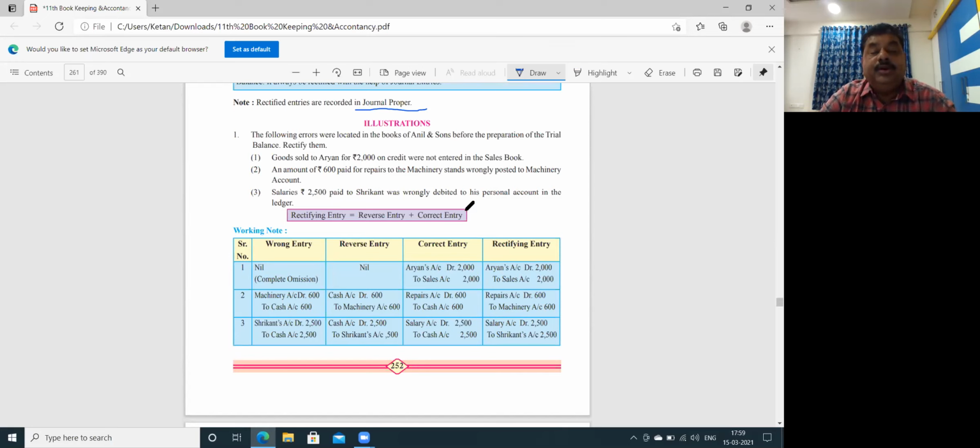Following errors were located in the books of Anil and Sons before the preparation of trial balance. Rectify them. Goods sold to Aryan 2000 on credit were not entered in the sales book.